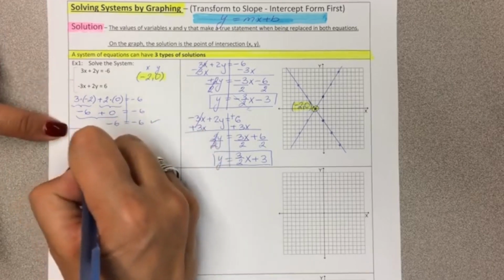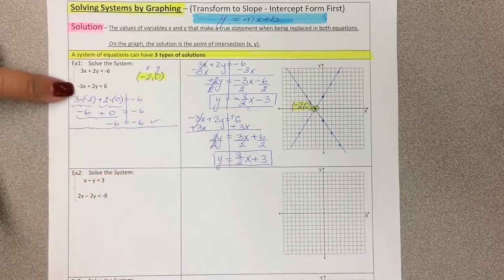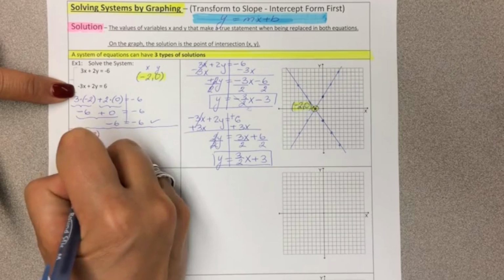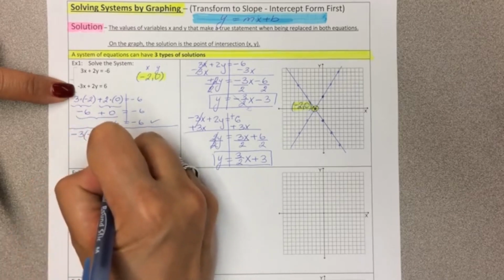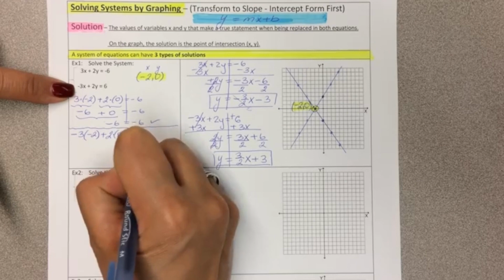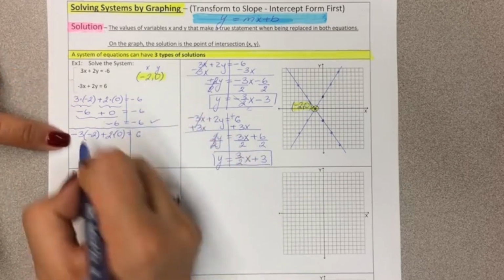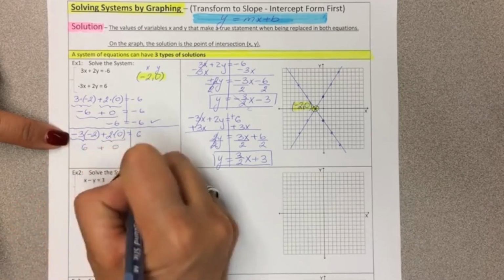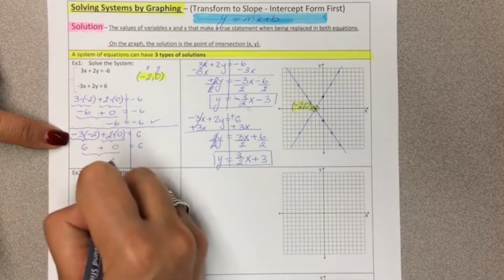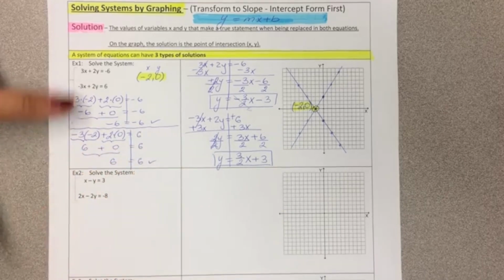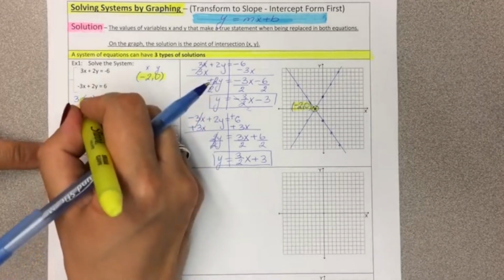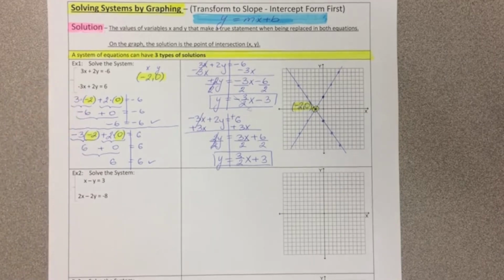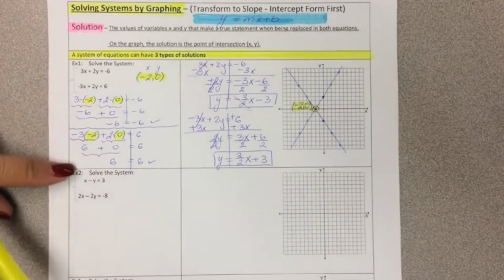And you always have to check the solution in both equations. So in the second equation, -3 times the x value, -2, plus 2 times the y value, 0, should equal 6. Well, negative times negative is positive, so multiplication first. 6 plus 0, and 6 plus 0 equals 6, which works in both equations. So the solution, negative 2, 0, is a true solution because by being replaced in both equations has given us true statements.